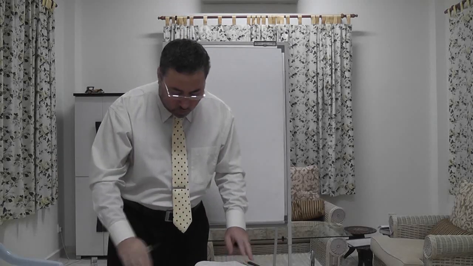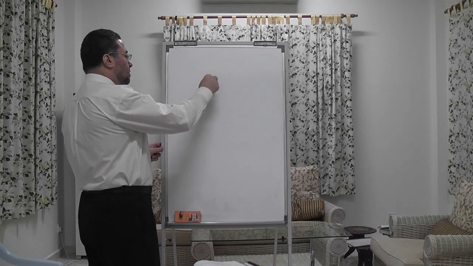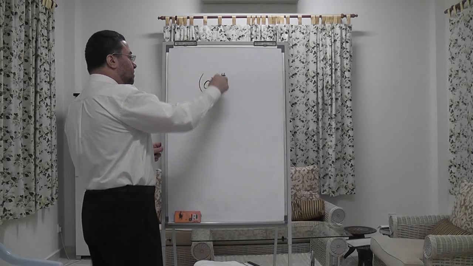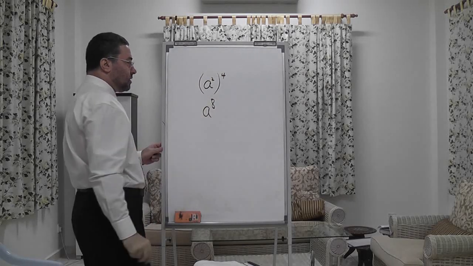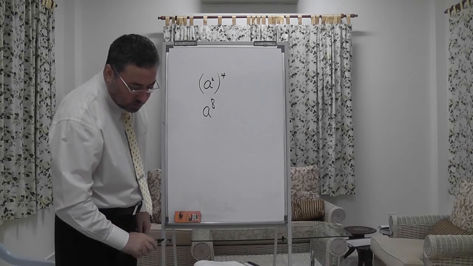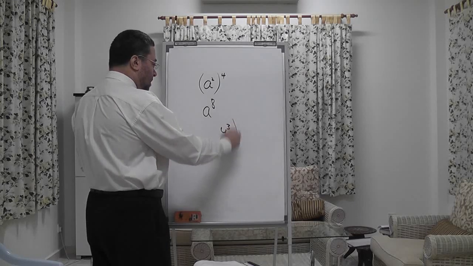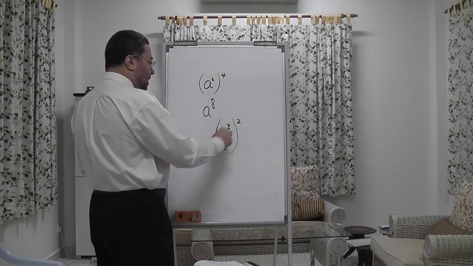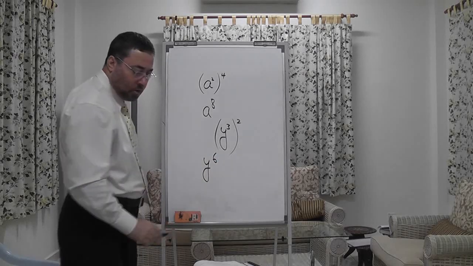We'll do some of the classroom exercises. Number 1, a squared raised to 4. That's power to power, and that will be a raised to 8. We simply multiply the powers. The second one is y cubed, the whole thing squared. Again, we multiply the powers, and that will be y raised to the power 6.